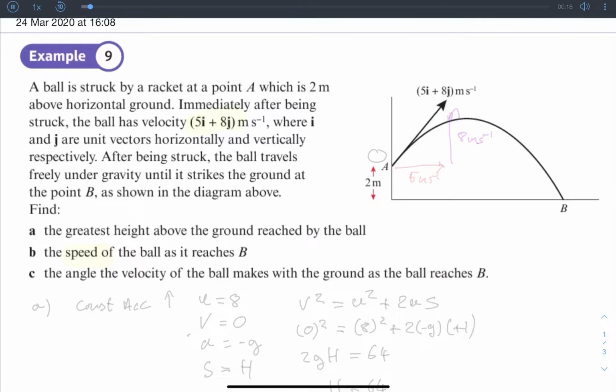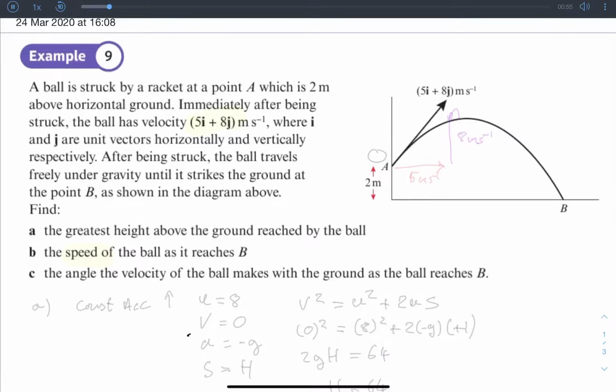So here we go. A ball is struck by a racket at point A, which is 2 meters above horizontal ground. Immediately after being struck, the ball has velocity 5i plus 8j meters per second, where i and j are unit vectors horizontally and vertically respectively. After being struck, the ball travels freely under gravity until it strikes the ground at the point B, as shown in the diagram above. Find the greatest height above the ground reached by the ball, the speed of the ball as it reaches B, and the angle the velocity of the ball makes with the ground as the ball reaches B.